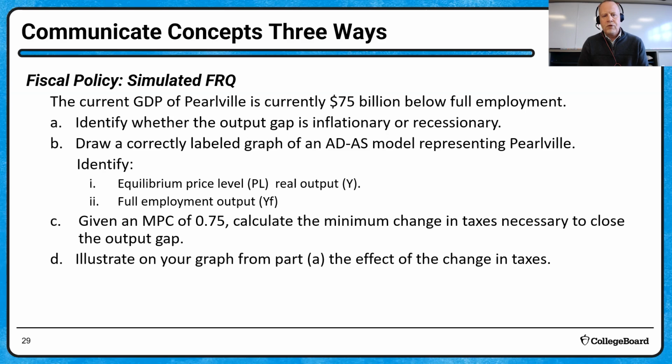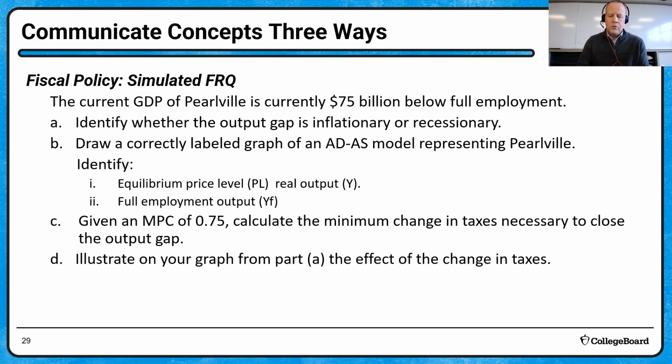Current GDP of Pearlville is currently $75 billion below full employment. Identify whether the output gap is inflationary or recessionary. Draw a correctly labeled graph of an ADAS model representing Pearlville. Identify equilibrium price level and real output, full employment output. Given an MPC of 0.75, calculate the minimum change in taxes necessary to close the output gap. Illustrate on your graph from part A the effect of the change in taxes. So pause your video, answer the question, come back and we'll go over the answers.